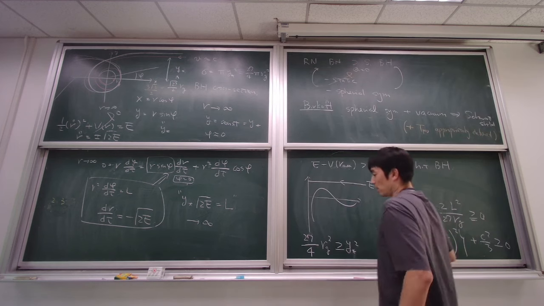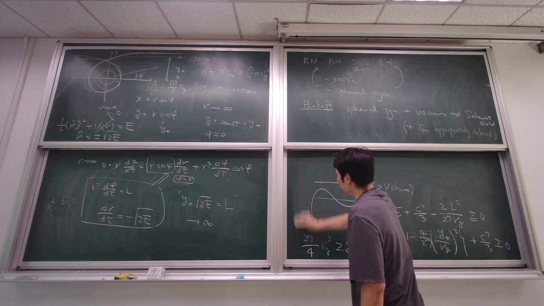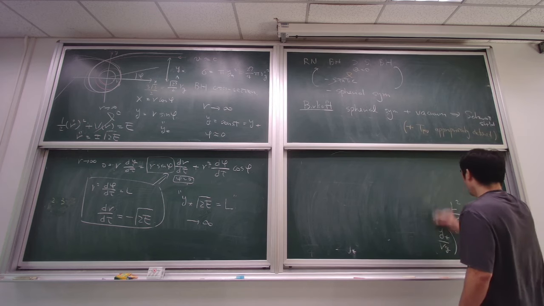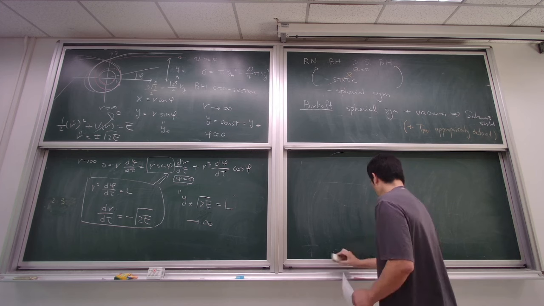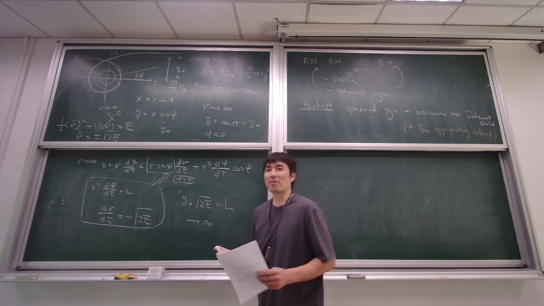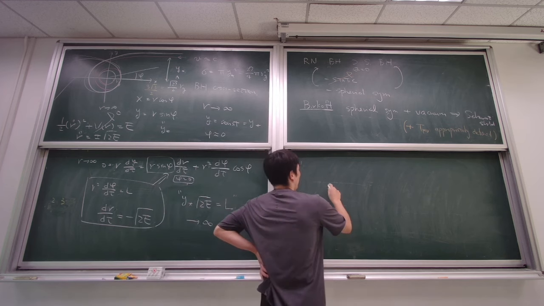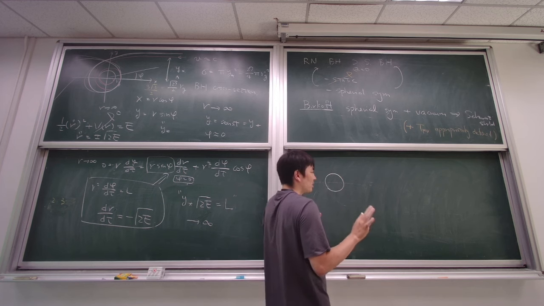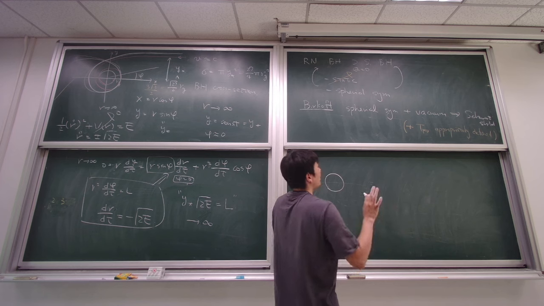So what does this mean? This means that we don't need the static assumption. To get a Schwarzschild solution, we only need spherical symmetry in the vacuum. That's a kind of striking statement. So okay, before going to the proof, what does this mean? The Schwarzschild is just spherical symmetry and then the vacuum.